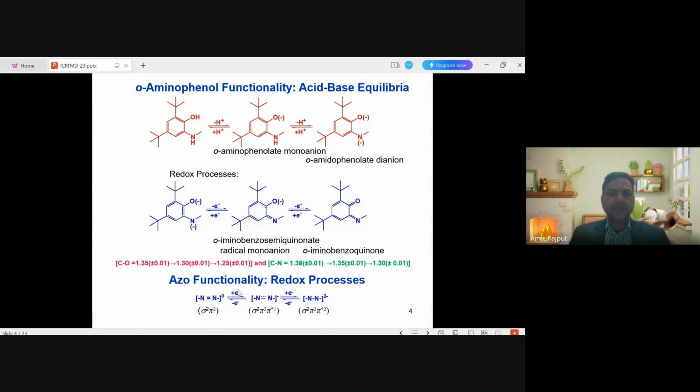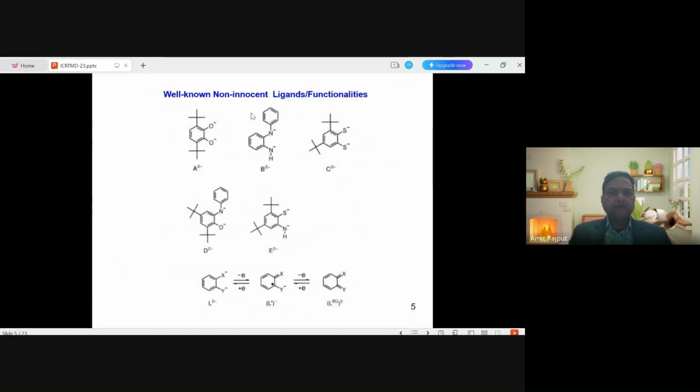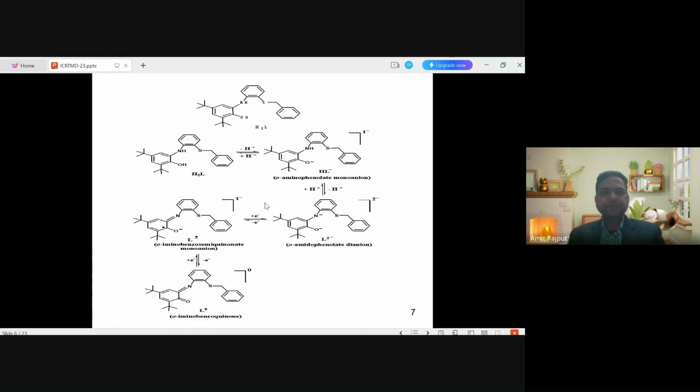And if we see this azo functionality, which can also undergo a redox process, due to the low-lying pi star orbital it can accept an electron and form this monoanion, and further accept an electron and form this dianion form. And these are the well-known non-innocent ligand functionalities reported in the literature.